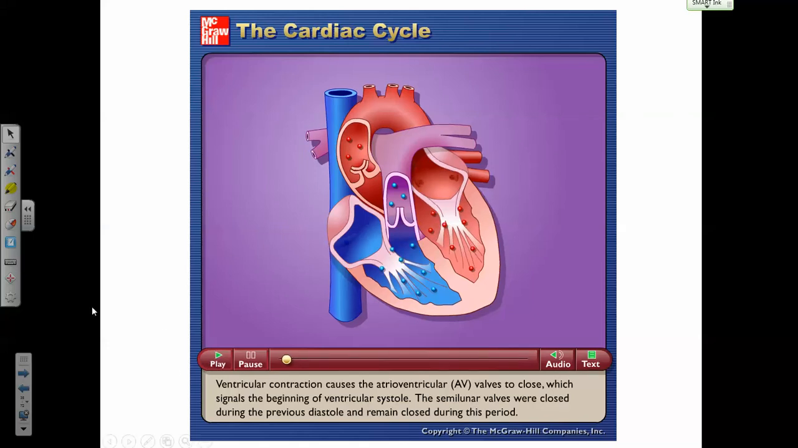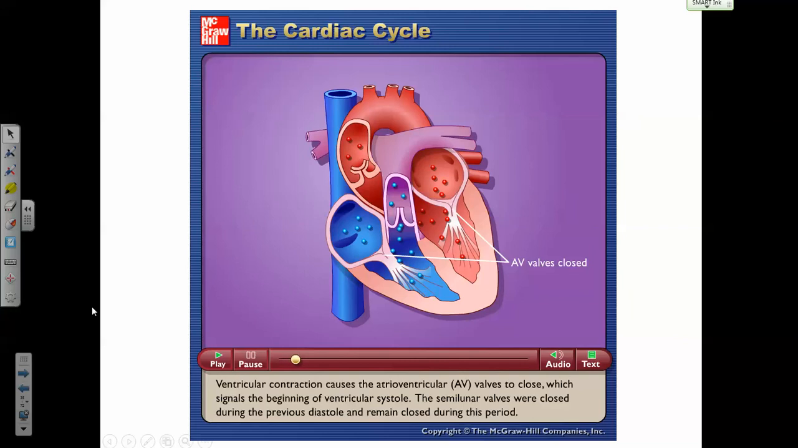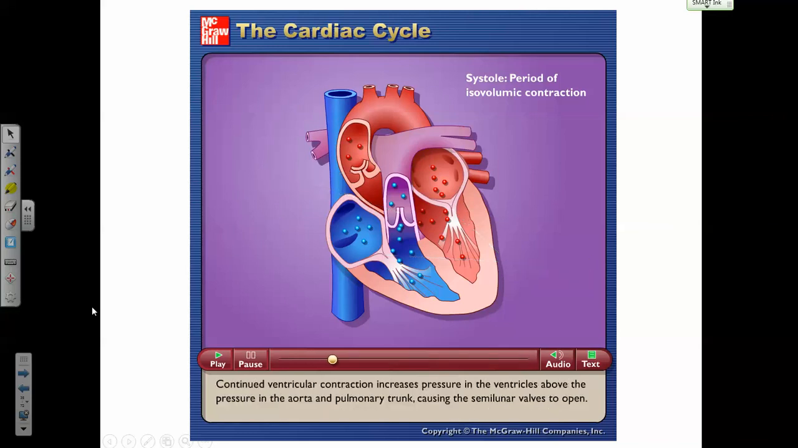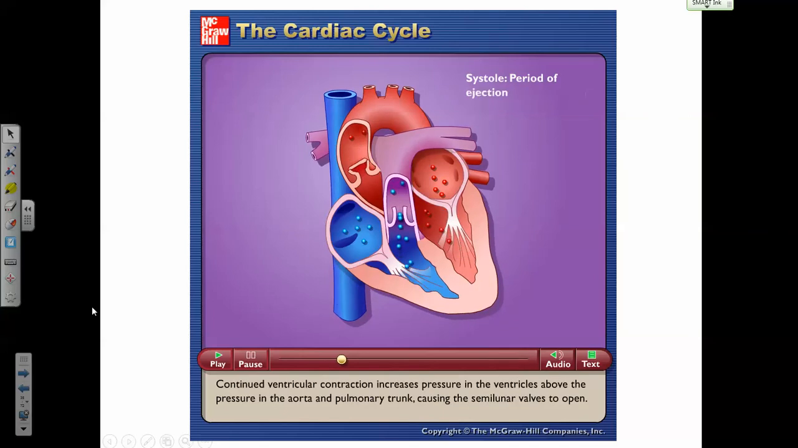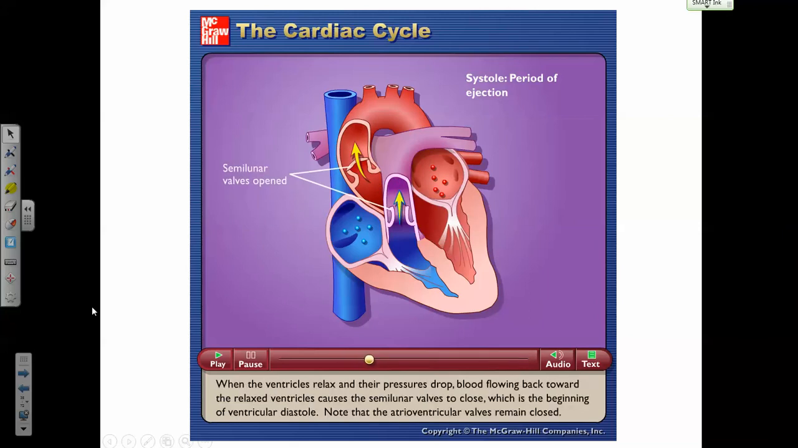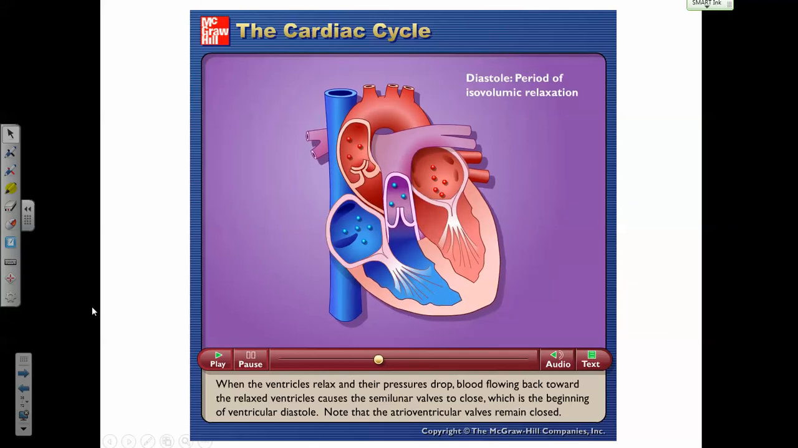Ventricular contraction causes the atrioventricular valves to close, which signals the beginning of ventricular systole. The semilunar valves were closed during the previous diastole and remain closed during this period. Continued ventricular contraction increases pressure in the ventricles above the pressure in the aorta and pulmonary trunk, causing the semilunar valves to open. When the ventricles relax and their pressures drop, blood flowing back toward the relaxed ventricles causes the semilunar valves to close, which is the beginning of ventricular diastole. Note that the atrioventricular valves remain closed.